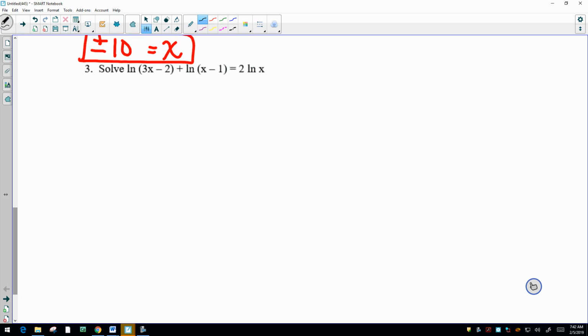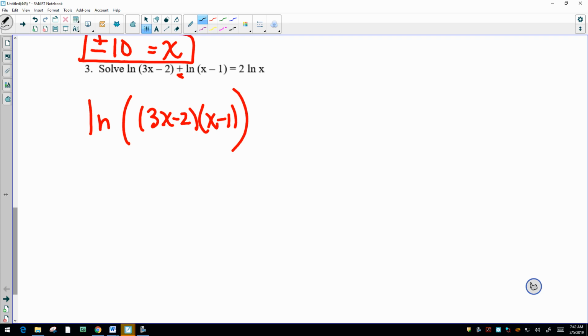First thing that we want to do is think, well, I want to try and simplify the left side as much as possible. And I see an addition. And when I'm simplifying, addition with logs turns into multiplication. So I have the natural log of these two numbers being multiplied. So be careful because I'm going to take both of those.